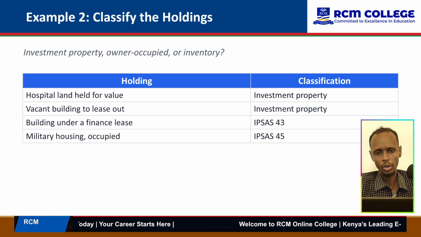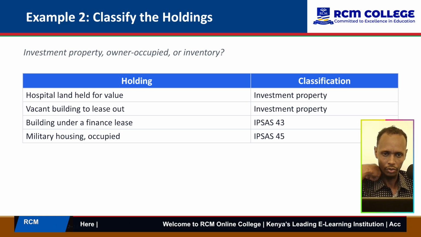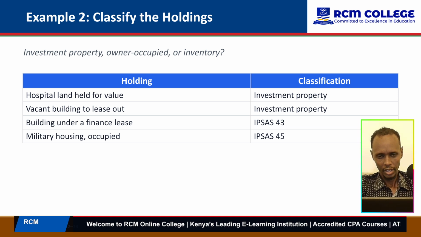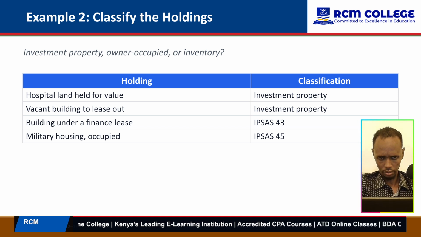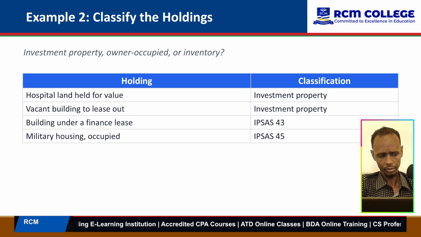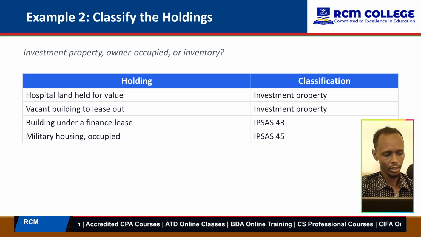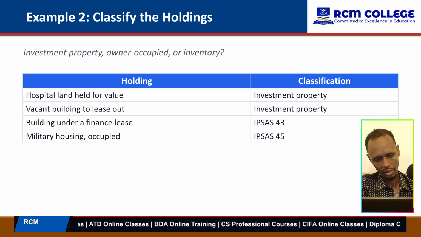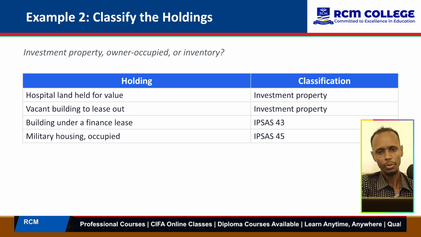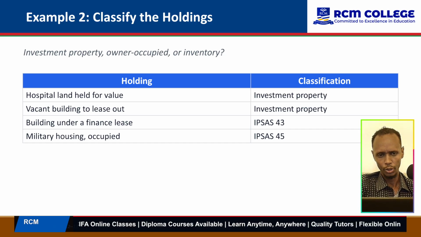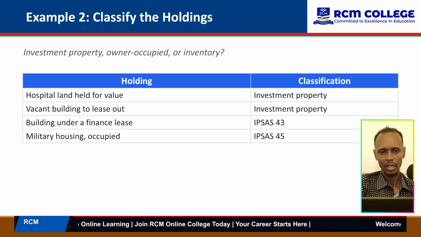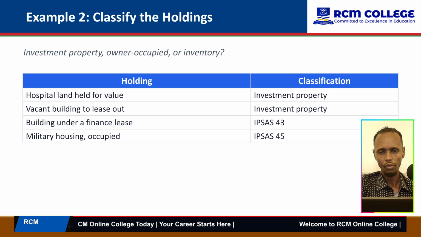So how do we classify? Investment property, owner occupied or inventory? I think this one is more of a repetition, but let us go through. Hospital land held for value. That's investment property. Vacant building to lease out. That is investment property. Building under finance lease, you apply IPSAS 43 leases. Military housing occupied, you apply IPSAS 45.